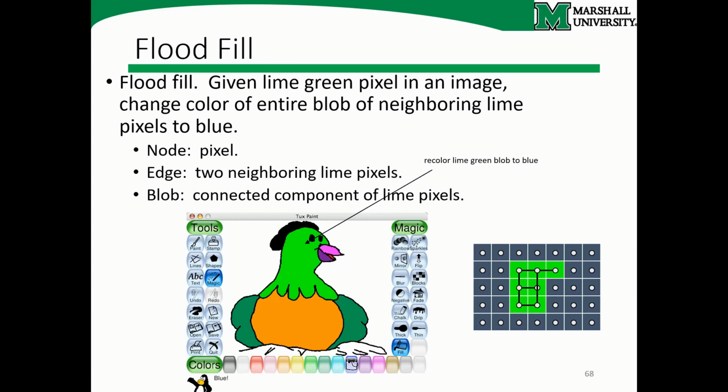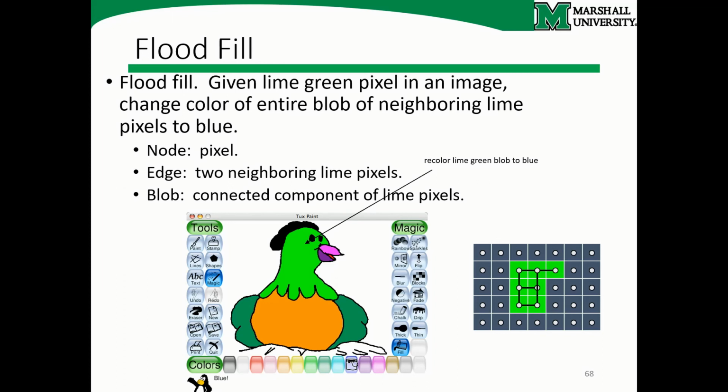If you have ever used any photo editing application like Photoshop or even Paint, you have used this algorithm, maybe knowingly or maybe unknowingly. This algorithm is called flood fill. You select some area and you want to fill that area with a different color. For example, given a lime green pixel in an image, you want to change the color of the entire selection of the neighborhood lime pixels to blue. You can use DFS or BFS to do that, and this is what is being done in all of those photo editing applications.